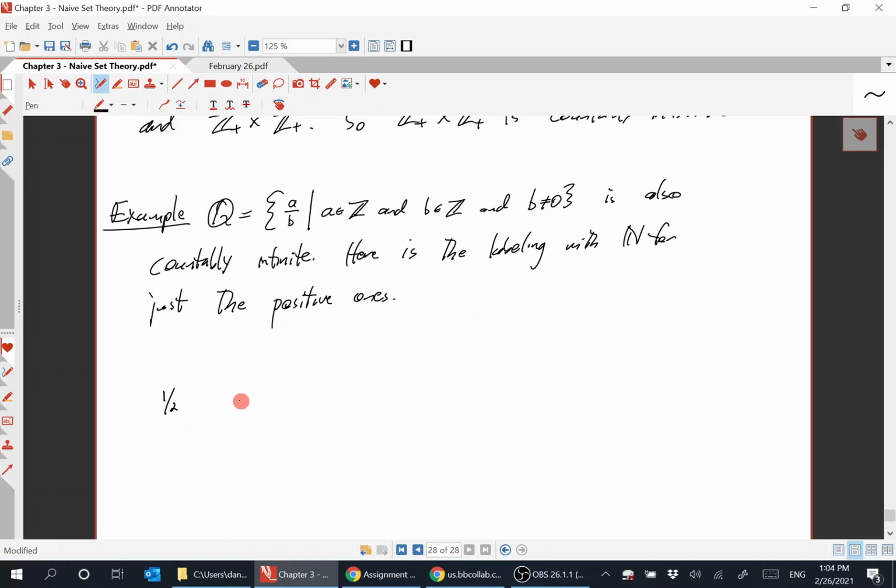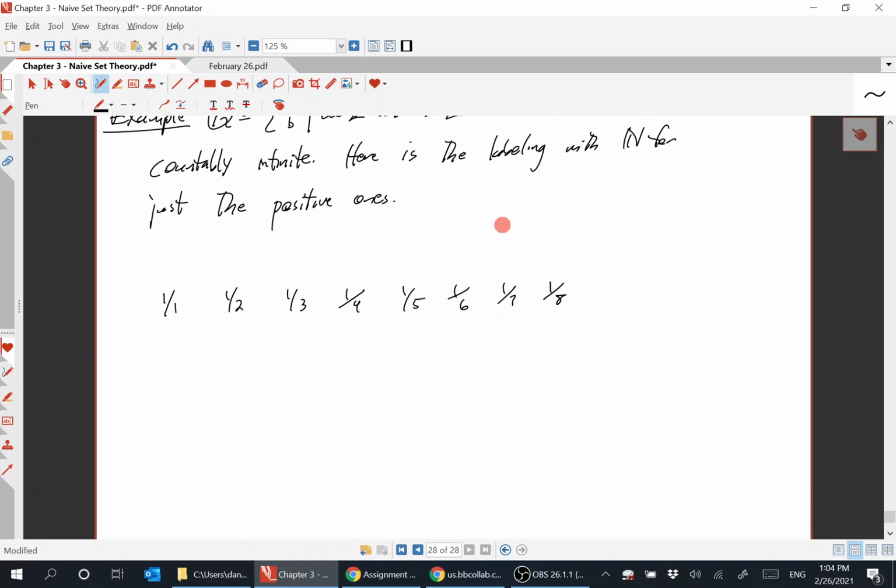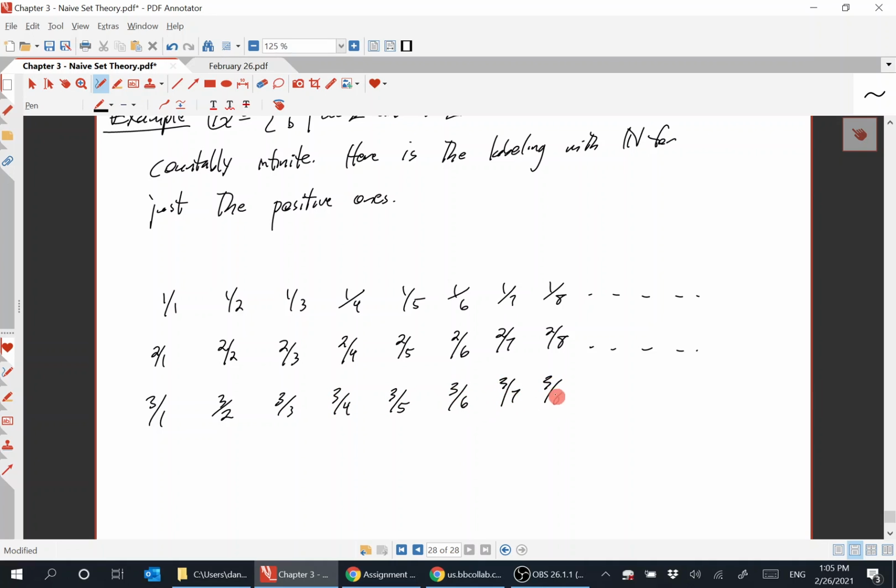So there's 1 over 1, 1 over 2, 1 over 3, 1 over 4, 1 fifth, 1 sixth, 1 seventh, 1 eighth, so on and so forth. 2 over 1, 2 over 2, 2 over 3, 2 over 4, 2 over 5, 2 over 6, 2 over 7, 2 over 8. 3 over 1, 3 over 2, 3 over 3, 3 over 4, 3 over 5, 4.